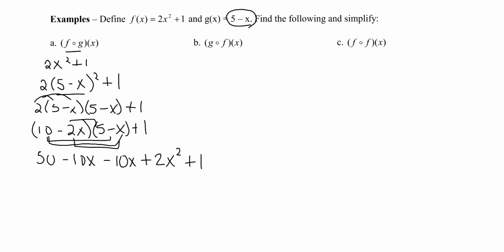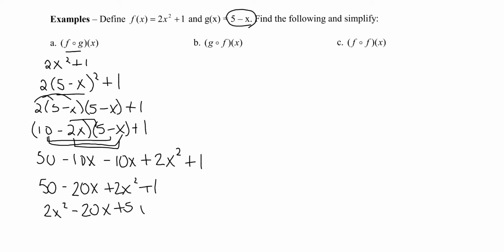So when we simplify it, we get 50 minus 20x plus 2x squared plus 1. So now I'm going to add the 1 to the 50, which will give me 51, and I'm going to put it in descending order. So we'll do 2x squared minus 20x plus 51 for my final answer.